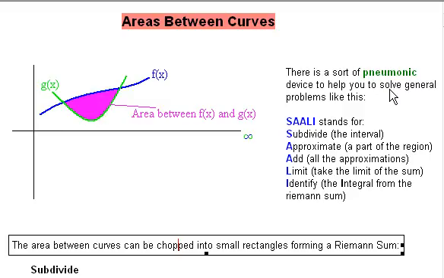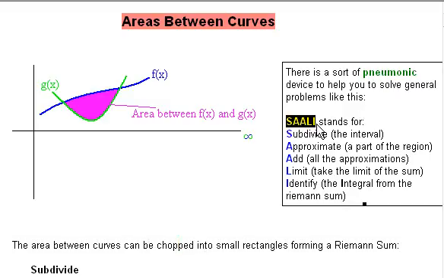Well, there's a mnemonic device to learn, and it's SAALI, and it stands for subdivide the interval, approximate a part of the region, or approximate some particular thing you're trying to find, only a small portion of the thing you're trying to find, then add all the approximations, take that to the limit, and then identify the integral from the Riemann sum that you come up with when you take it to the limit.